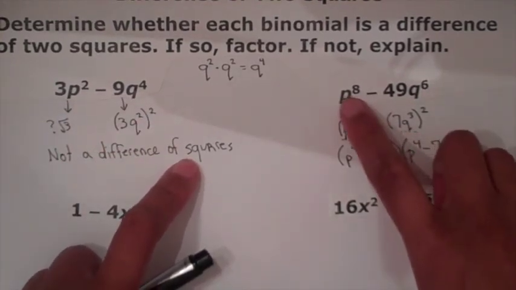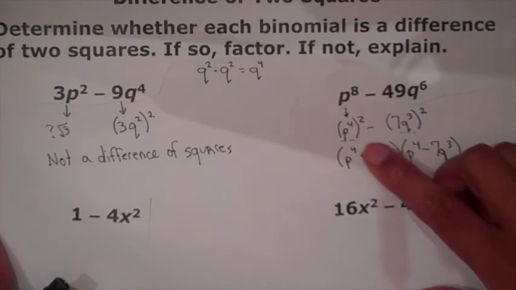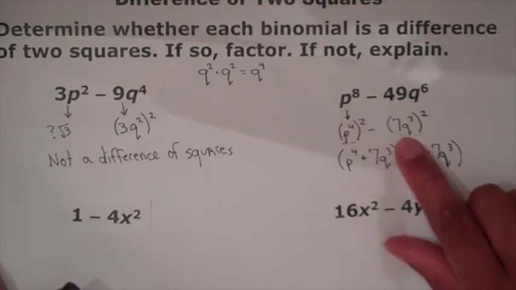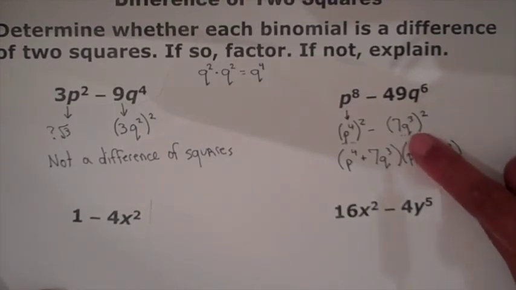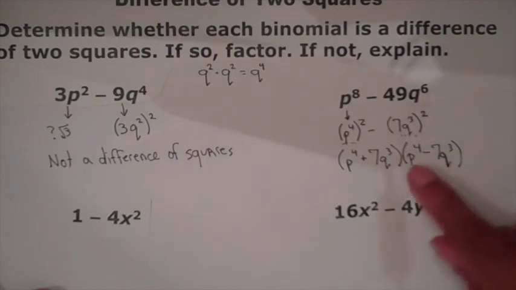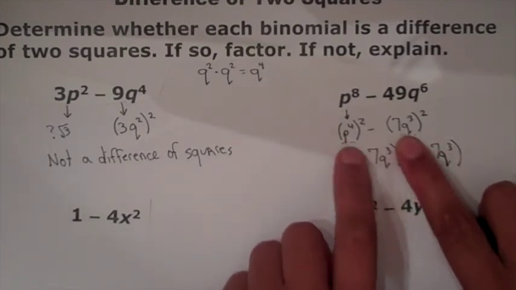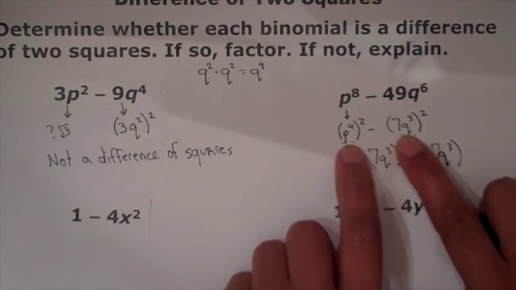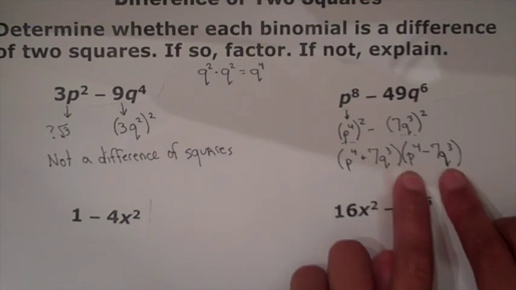Now on the next one, p to the 8th power. Well, p to the 8th is p to the 4 squared. And 49 is 7 squared. q to the 6, well, we can write q to the 6 as q to the 3 squared. So 49q to the 6 becomes 7q to the 3rd squared. So they're both perfect squares. So to write my answer, I have p to the 4 and I have 7q to the third power. So I'm going to write my answer p to the 4 plus 7q to the third, p to the 4 minus 7q to the third.